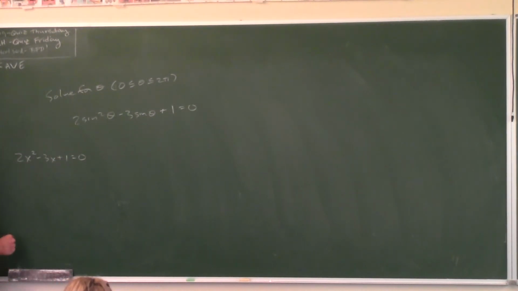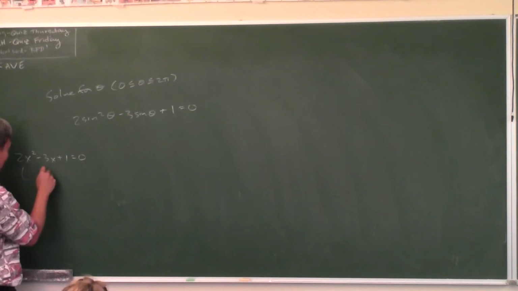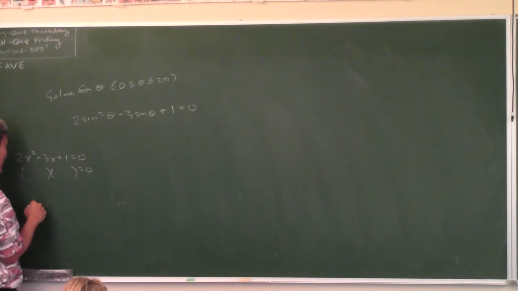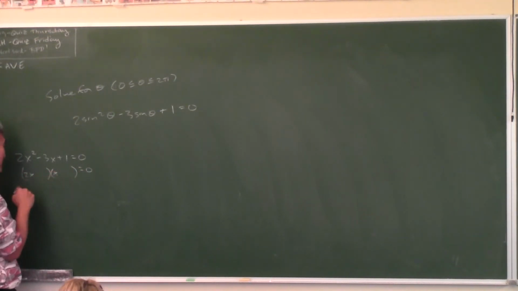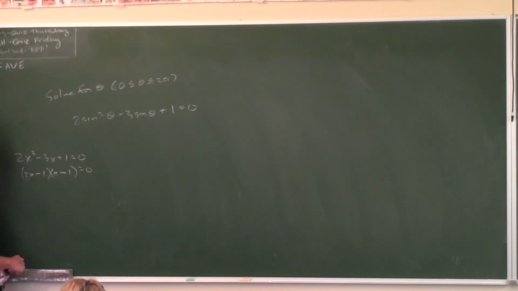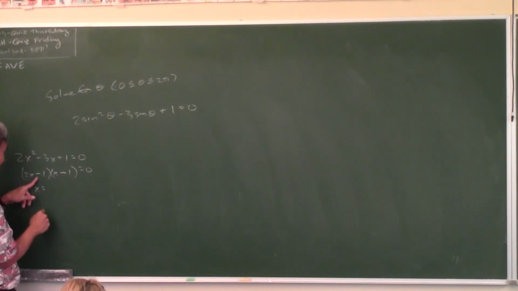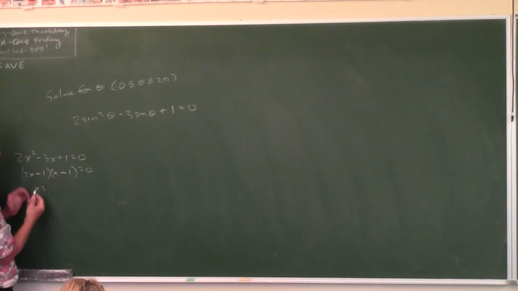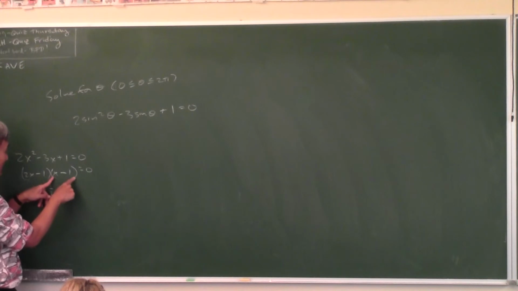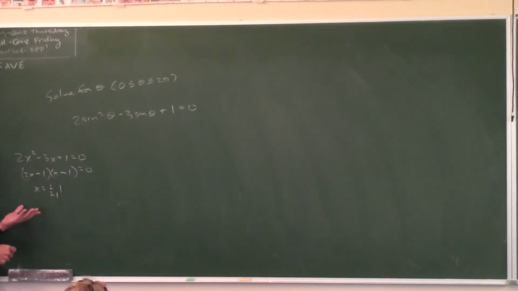You make one side 0, and then you try and factor it. What happens when you factor it? Let's see, 2x and x, 1 and 1, minus minus. Is that correct? Okay, so if something times something equals 0, that means either this one is 0 or that one is 0. What can I plug in for x to make that thing 0? 1/2. What about this one? 1, and there's your two answers.